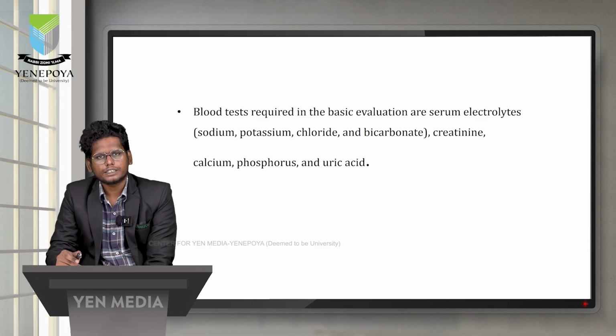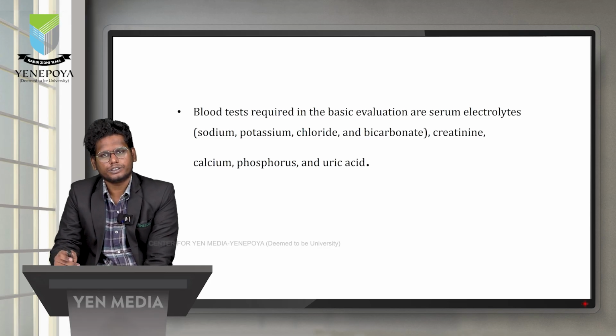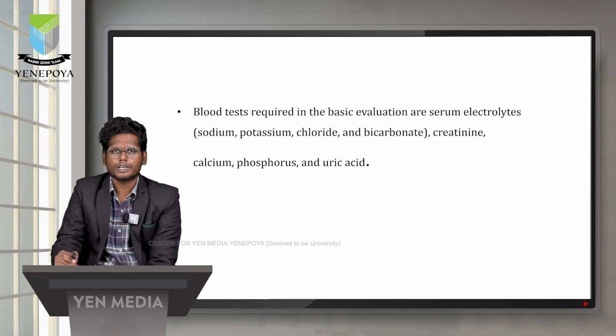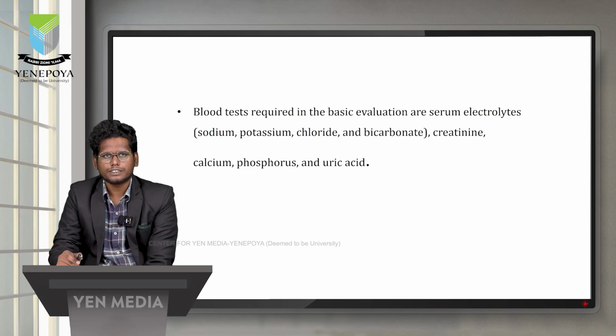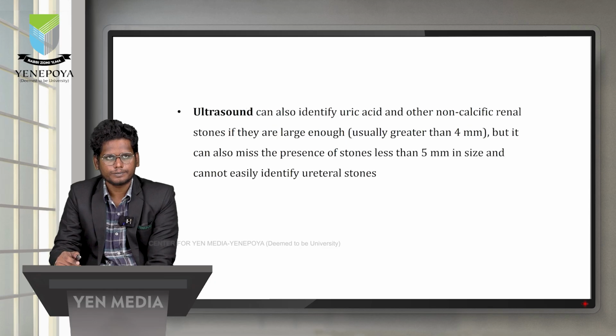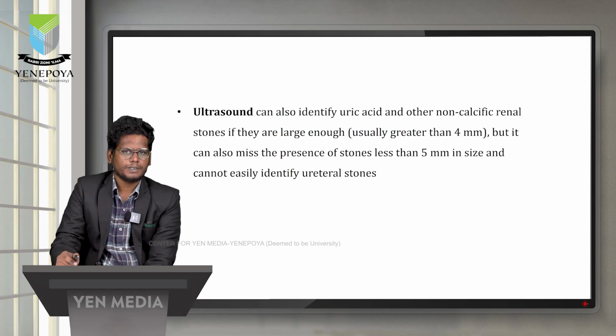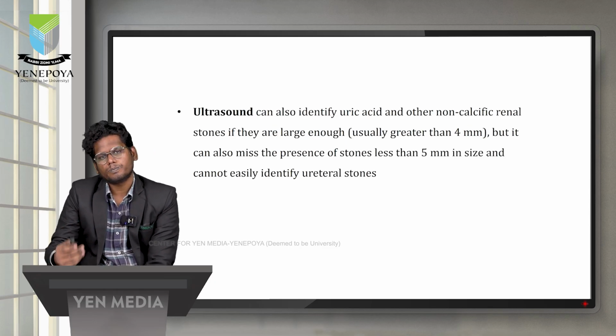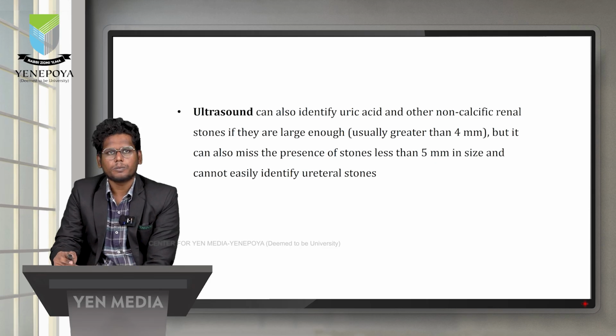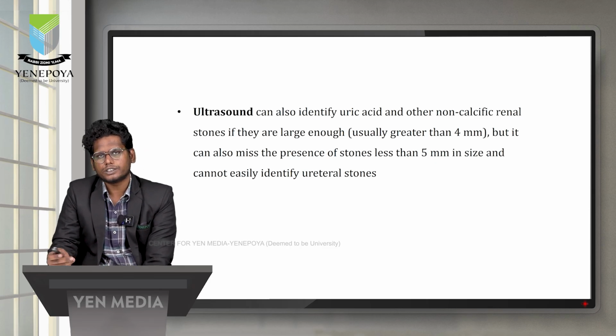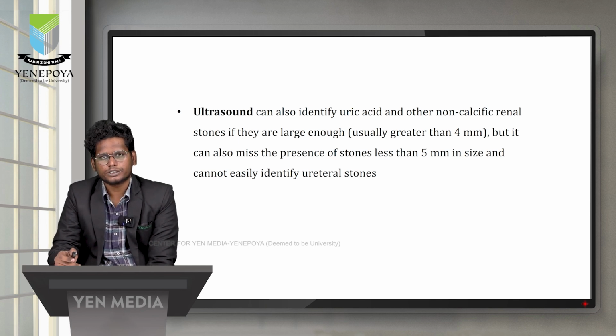The next test is the blood test. It is the basic evaluation of all the serum electrolytes: sodium, potassium, chloride, magnesium, bicarbonate, creatinine, calcium, phosphorus and uric acid, and their levels need to be checked for the evaluation. Then ultrasound. Some imaging techniques can be done to find out the stone occurrence in the body. Ultrasound can identify uric acid stones and other non-calcium renal stones if they are large enough, usually greater than 4 millimeters, but it can also miss stones smaller than 5 millimeters in size and cannot easily identify ureteral stones.